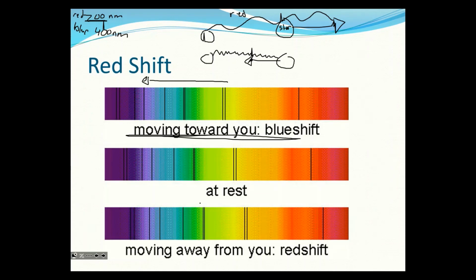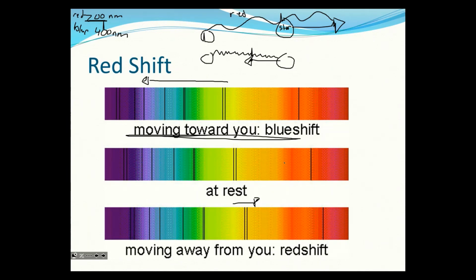And if a star is moving away from us, you can see that these lines get shifted over here. Every single line is just shifted over to the red end of the spectrum. So when we're talking about blue shift and red shift, we're talking about these spectroscope lines, and which end of the spectrum they shift to.